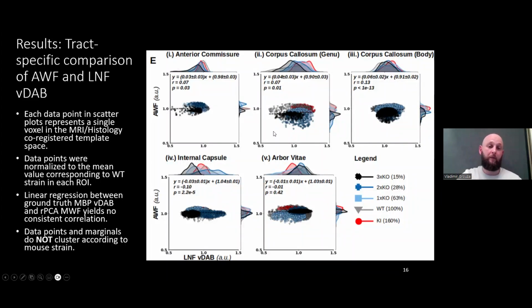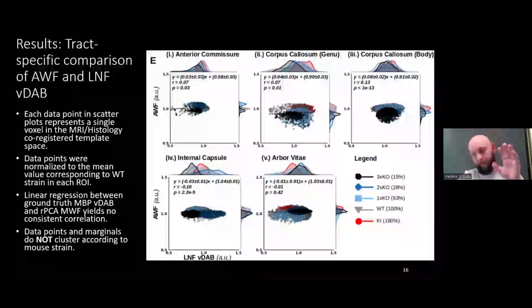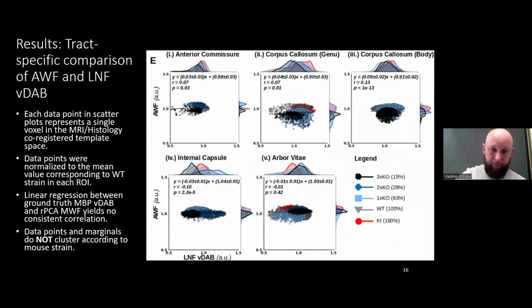So while LNF is not necessarily a direct surrogate for axonal density, it complements our diffusion study in that it just further reinforces this notion that we are not getting a lot of axonal loss over here. So our signal is tightly localized to our myelin component.